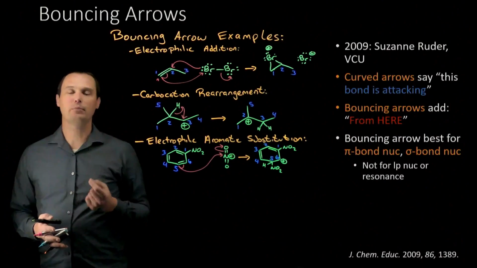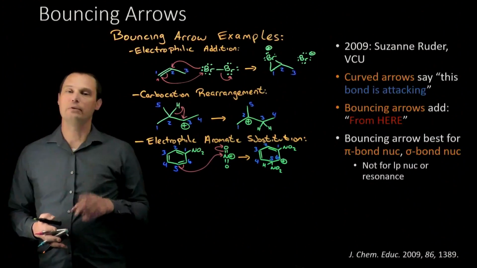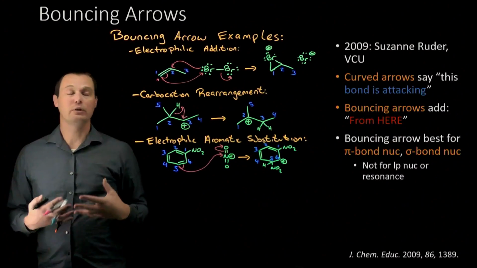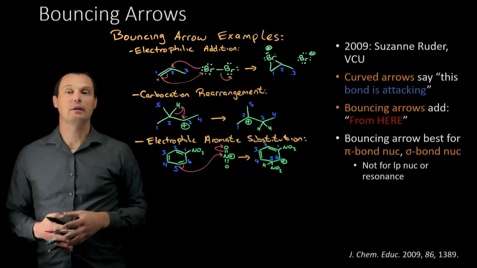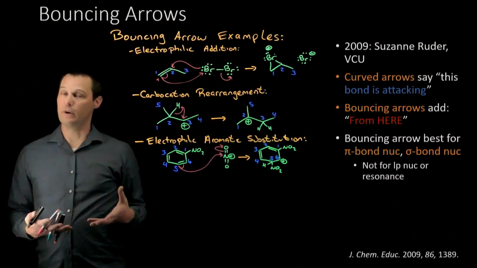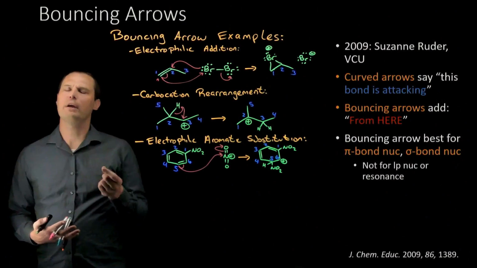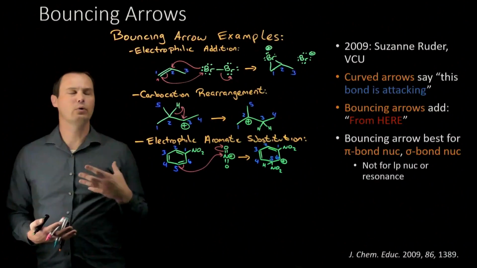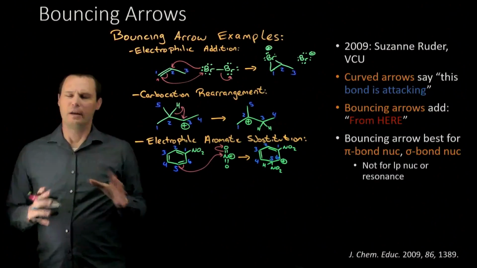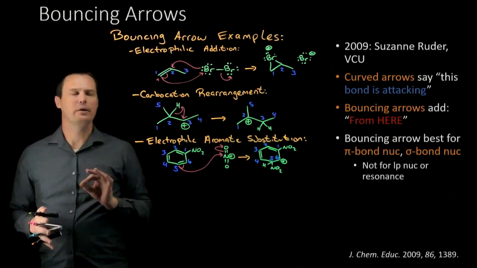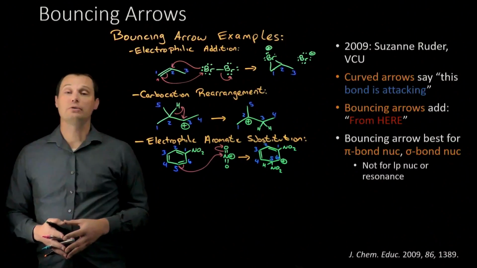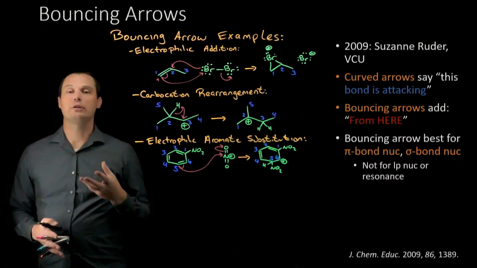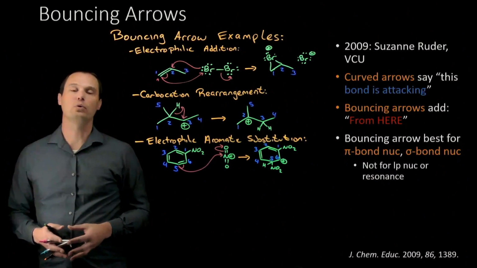Bouncing arrows are a really practical, really unambiguous way of showing curved arrows. They're not useful in all situations. They're not useful in traditional Brønsted acid, Brønsted base situations. They're not useful in resonance. They're not useful when a lone pair is a nucleophile, like an SN2 reaction or a nucleophilic acyl substitution reaction. Again, if you don't know what those terms mean, don't worry about it right now. You'll get there. But this is where bouncing arrows are really helpful, when the origin of the electron density is a pi bond or a sigma bond.